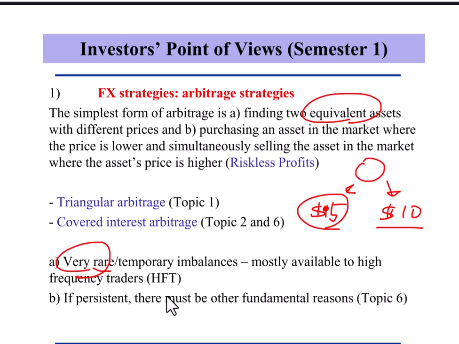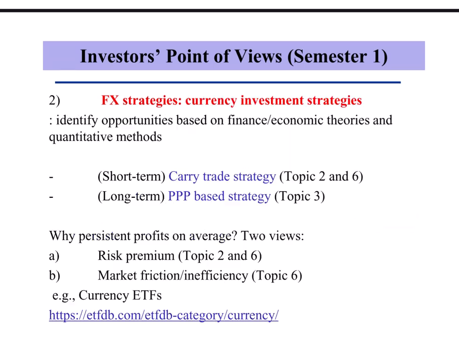And if these arbitrage opportunities are persistent, then something is wrong. This kind of opportunity should be very rare, but if there is an opportunity like this for a longer period, there must be other fundamental reasons. So we're going to talk about this fundamental reason in topic 6. And then we're going to talk about FX speculations.